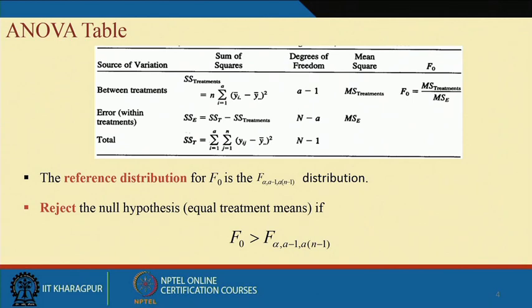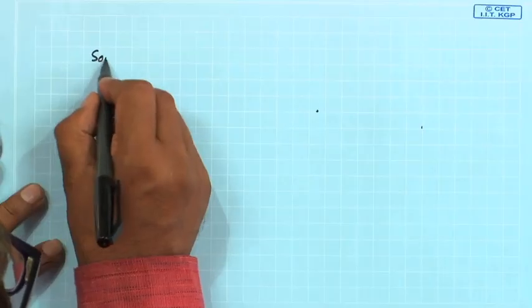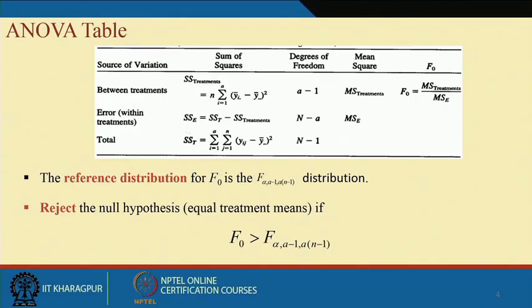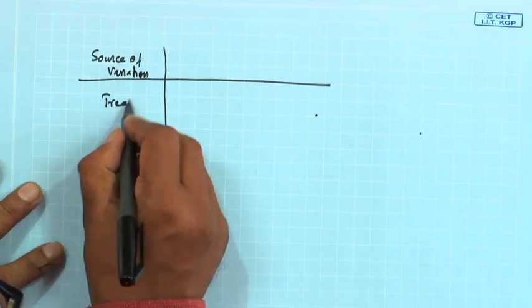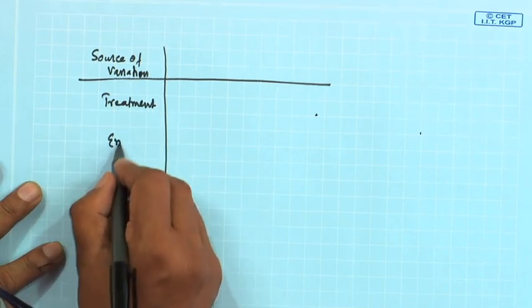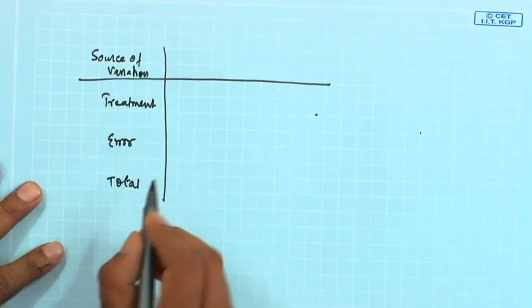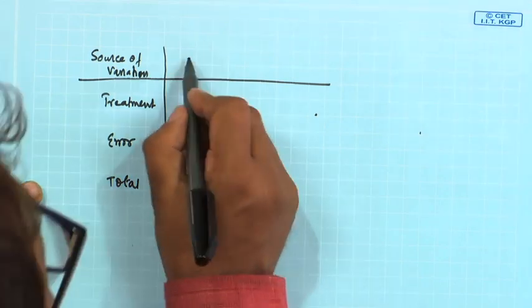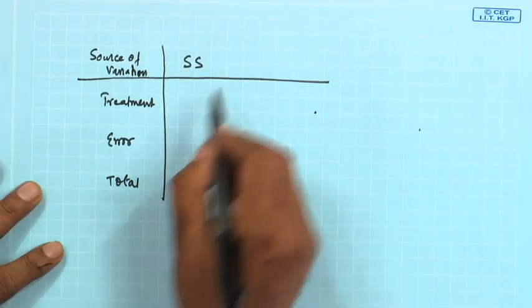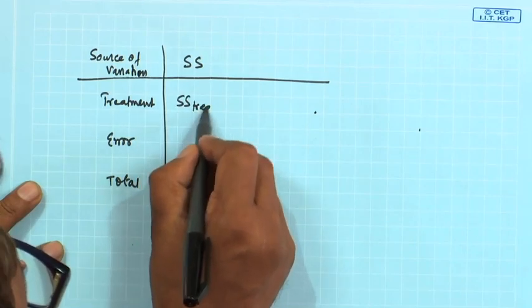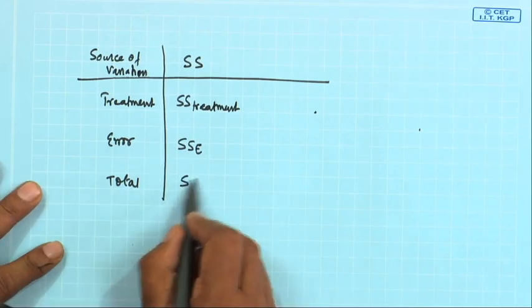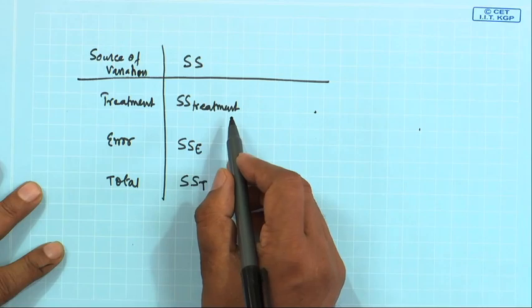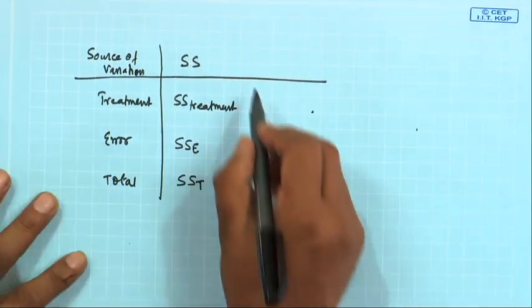So, that means your ANOVA table will be like this: source of variation. In this example, how many sources? One is treatment, another one is error, and then the total. Total is nothing but treatment plus error. Then suppose I want to know their sum of squares. So, sum of squares treatment, then sum of squares error, then sum of squares total. And you know how to compute the sum of squares treatment, the formula is already given to you.